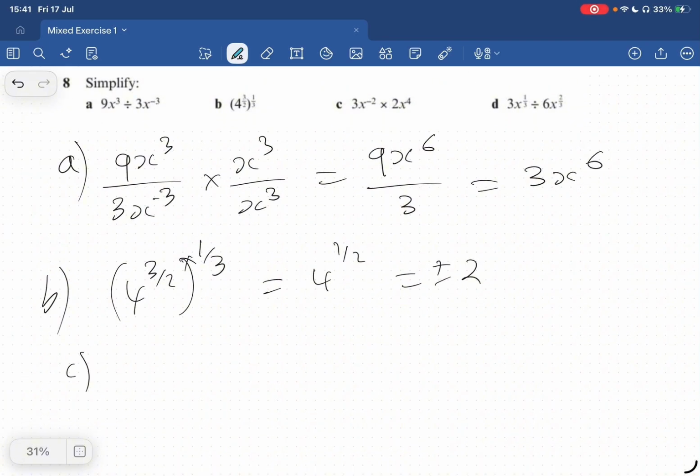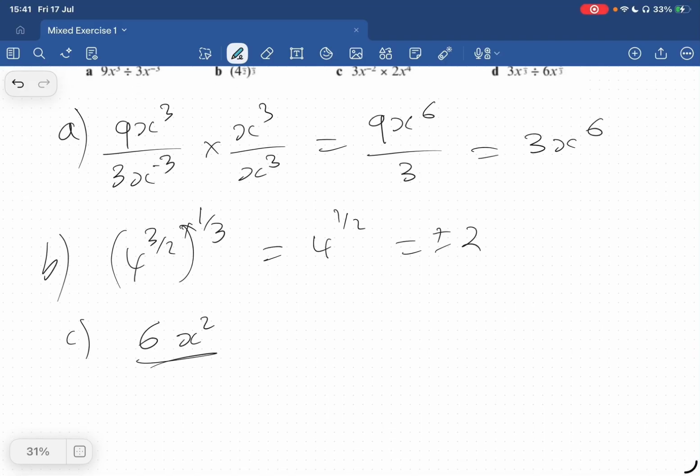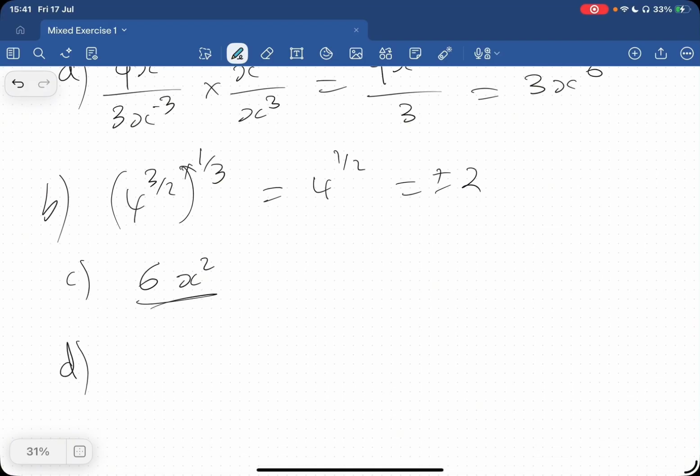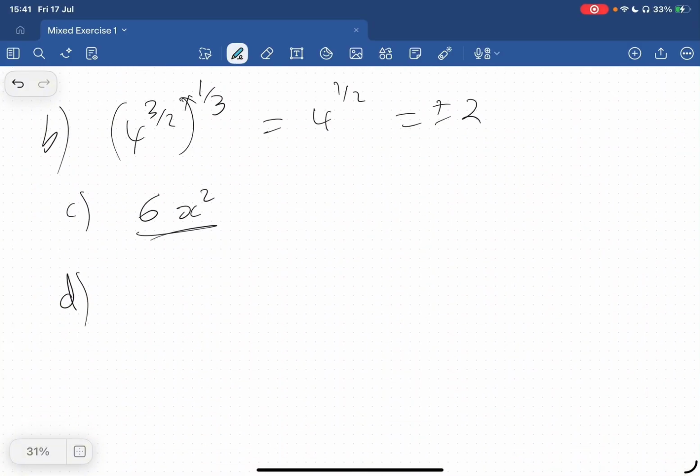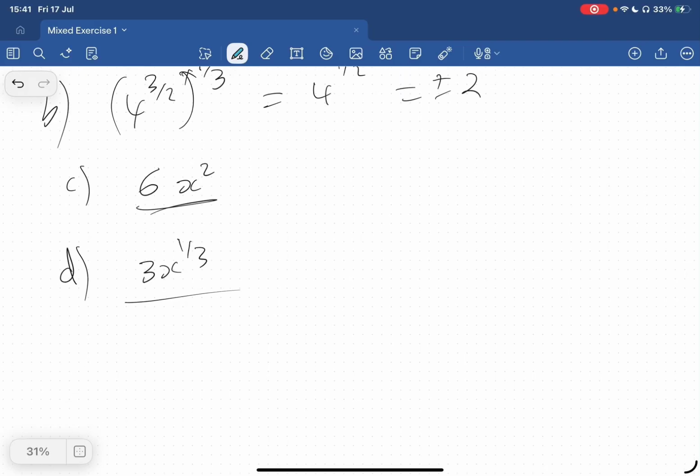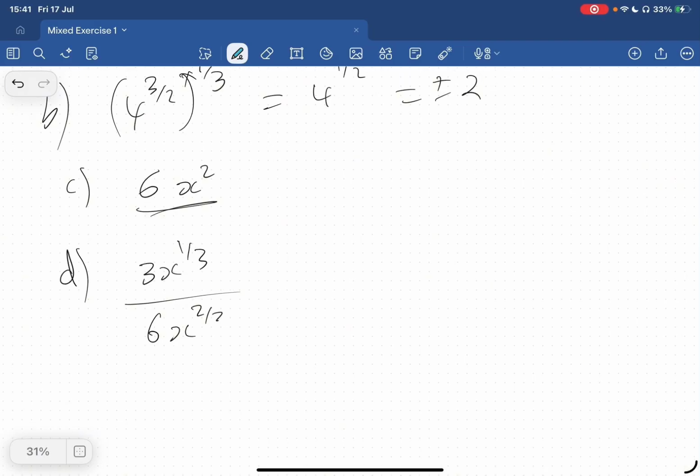Part C now. Okay, so we do 3 times 2 first, which is 6. X to the negative 2 times x to the 4 is x squared. Okay, because we're doing 4 take away 2. So all testing our indices laws. Yet again, we've got another division, so make sure to write this as a fraction. 3x to the 2/3.